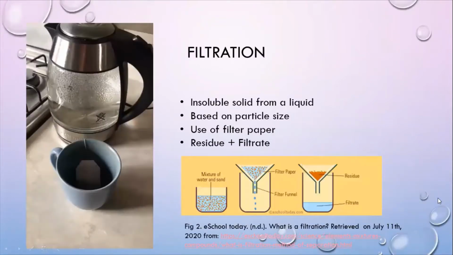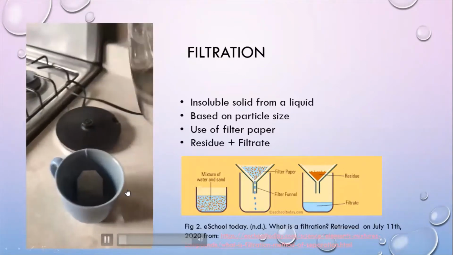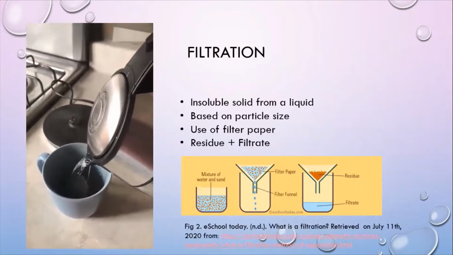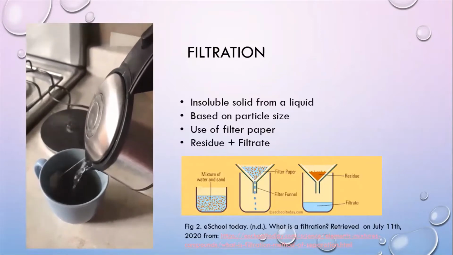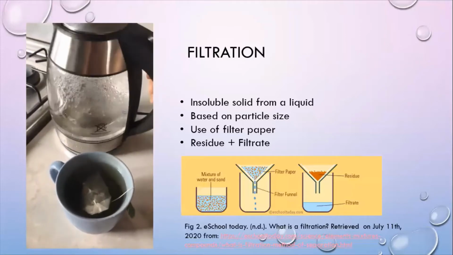So one of the first techniques that we'll see is filtration. We tend to use it in our daily lives, for example, to make tea or coffee. So the idea here is that we're going to separate an insoluble solid from a liquid. This is based on particle size because what you are seeing here is the use of a filter paper. So with this filter paper, based on the particle size, we're going to keep those particles that are bigger, and then the water can come through. What's left in the filter is known as the residue, and the liquid that we obtain from it is known as the filtrate.